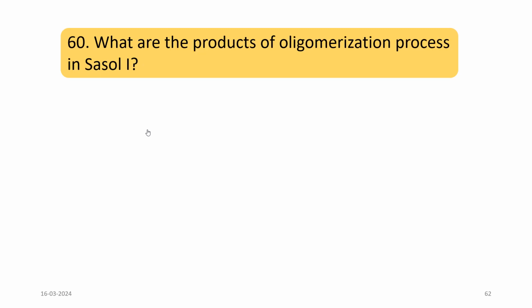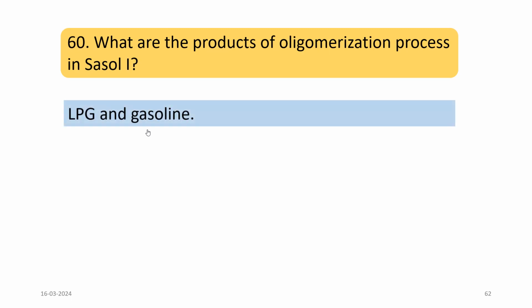Next, what are the products of the oligomerization process in Sasol 1? LPG and gasoline. LPG and gasoline are the products of the oligomerization process.